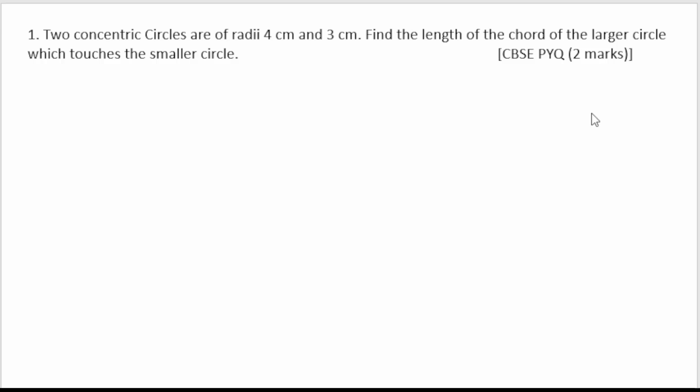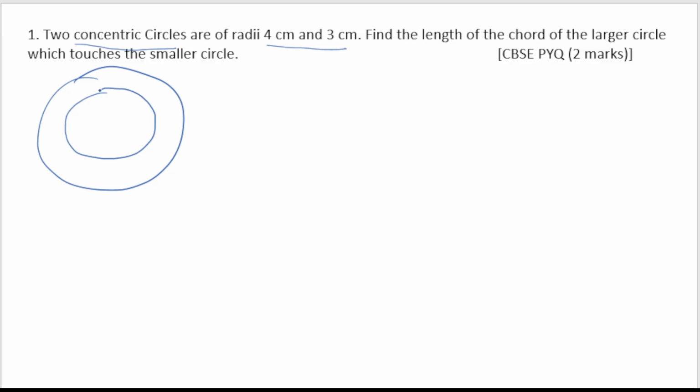Okay. First question. Two concentric circles are of radii 4 cm and 3 cm. Find the length of the chord of the larger circle which touches the smaller circle. What are concentric circles first? These are two circles. One circle is inside another circle. And these two circles have the same center, that is O.